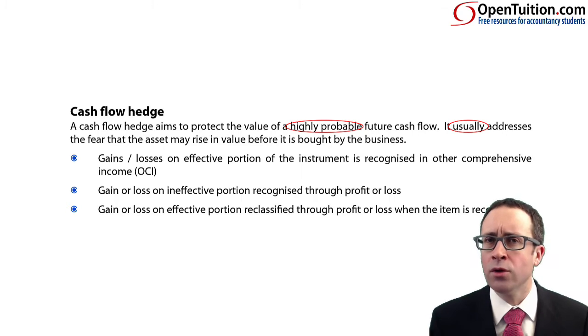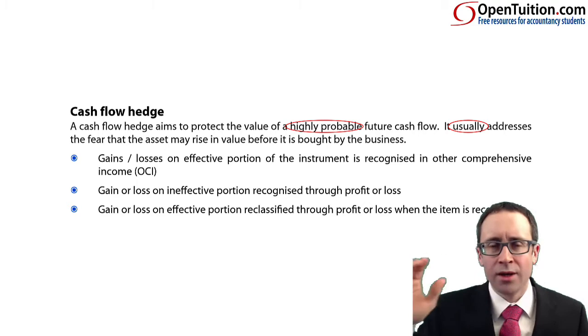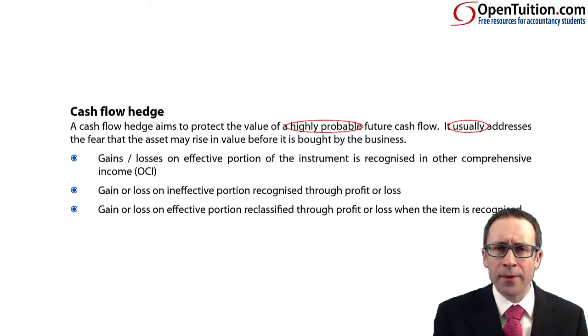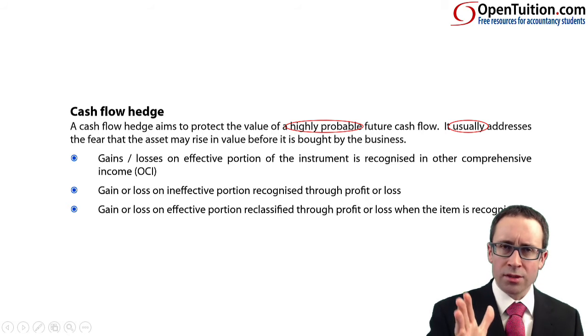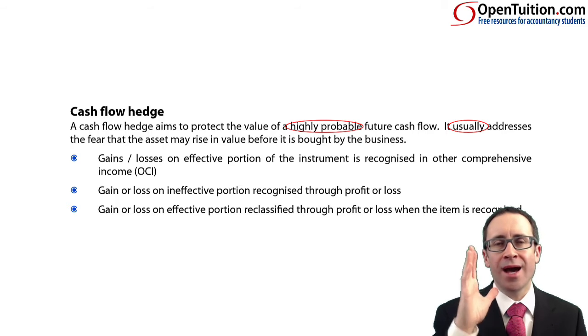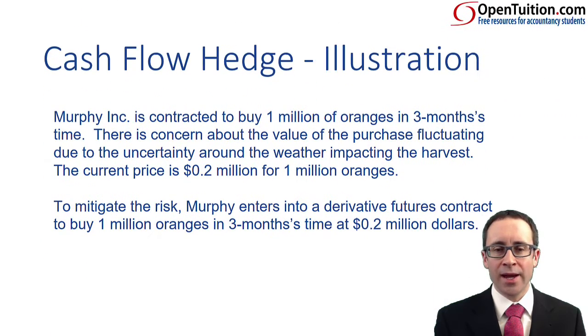Okay, good. Ignore it where it starts talking about effective and ineffective. We'll come back to that a little bit later on. The key bit: gains and losses on the instrument are shown in OCI until the item is bought, and then we do a bit of recycling. So there it is, there's our example from earlier on.